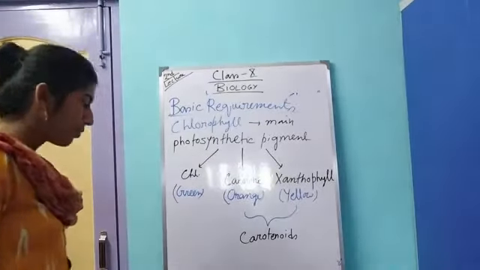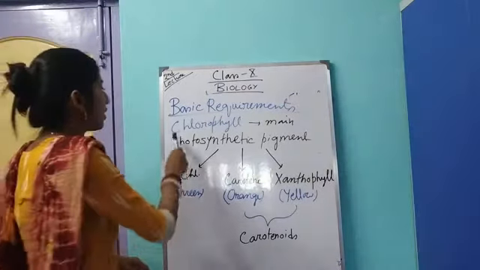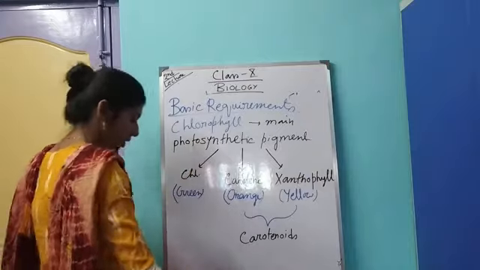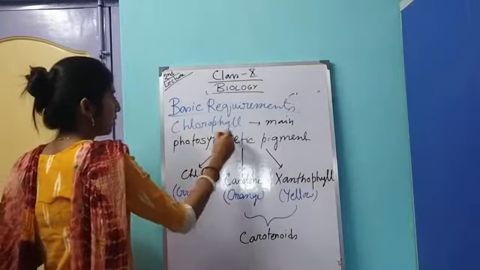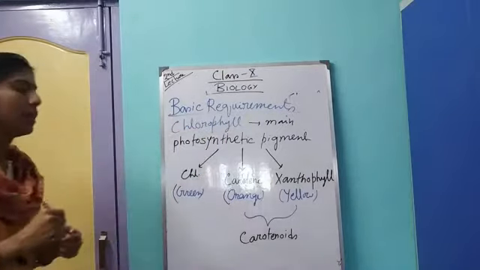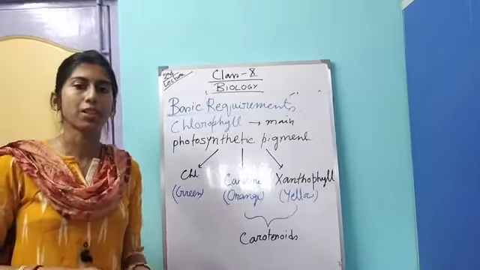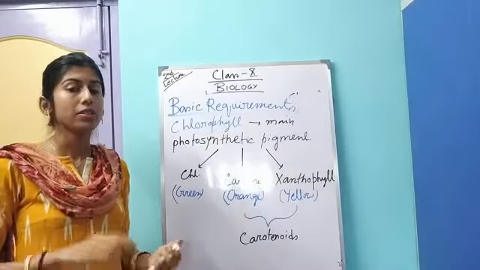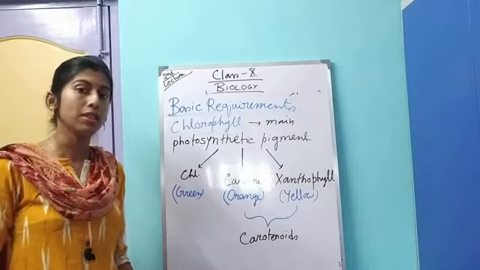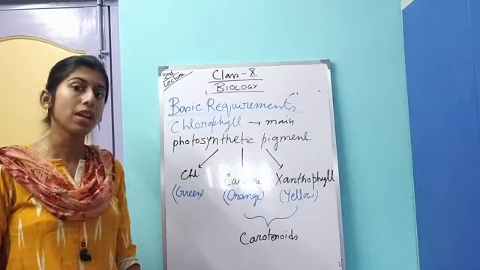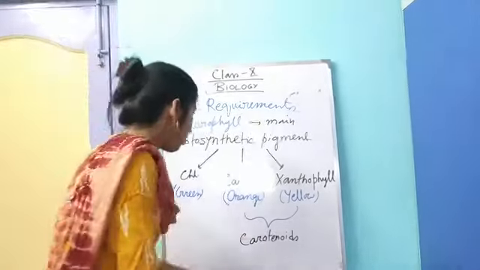Okay. So now, what is the function of the main photosynthetic pigment, that is chlorophyll? What is the function of that? It helps to absorb or trap light energy. The main function of chlorophyll is that it helps to absorb or trap the light energy. And where is it found?